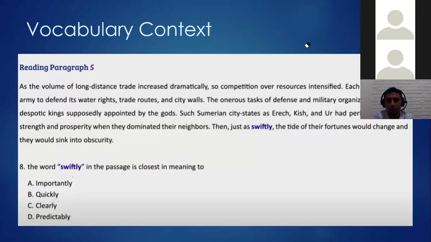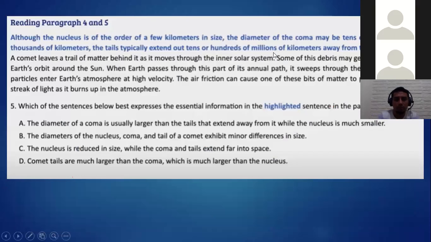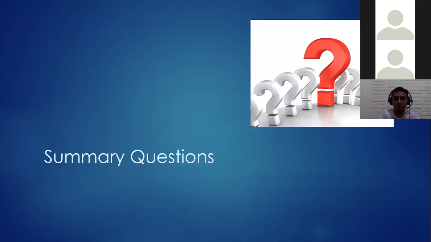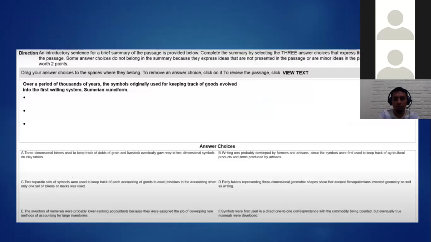number two, the one that we're going to learn today. So we learned already vocabulary in context, and we also learned the other one, which was the highlighted section. Okay, so ya tenemos dos tipos de preguntas. Let's look at number three for today. Number three is going to be summary questions, all right?